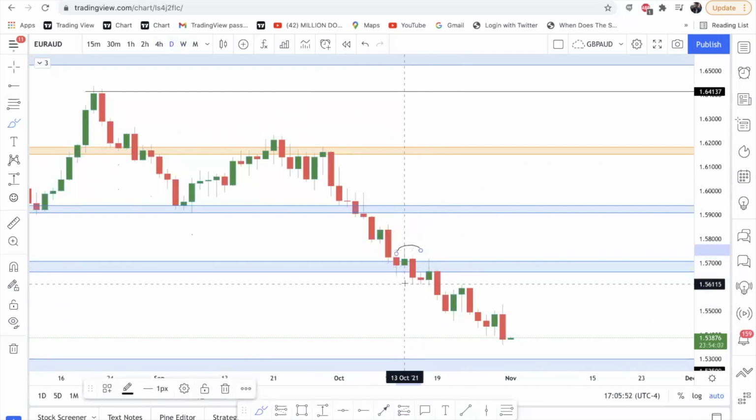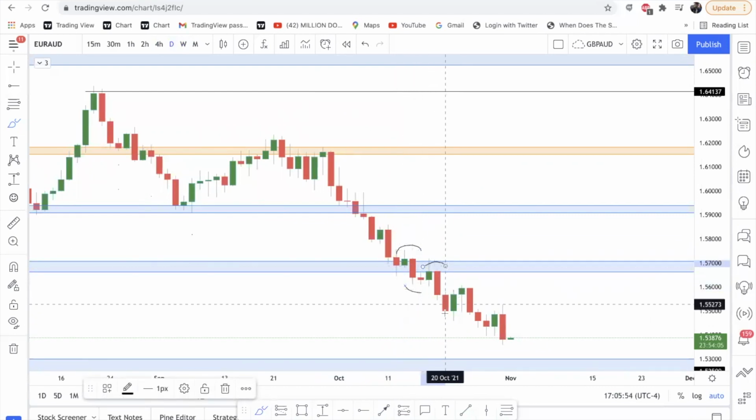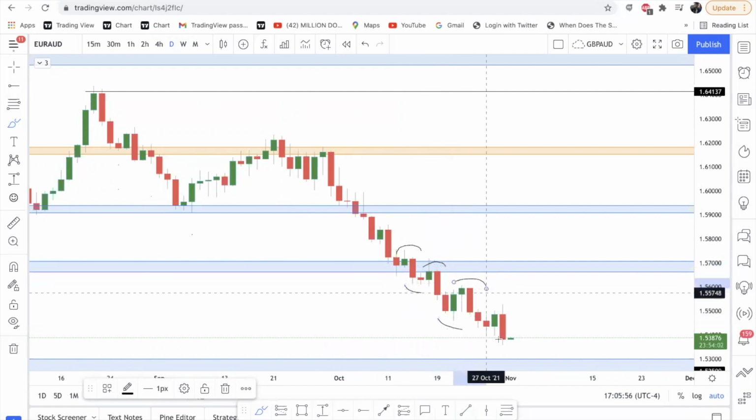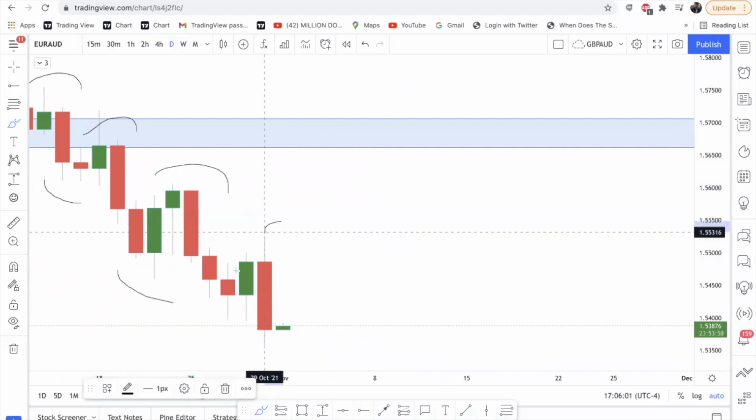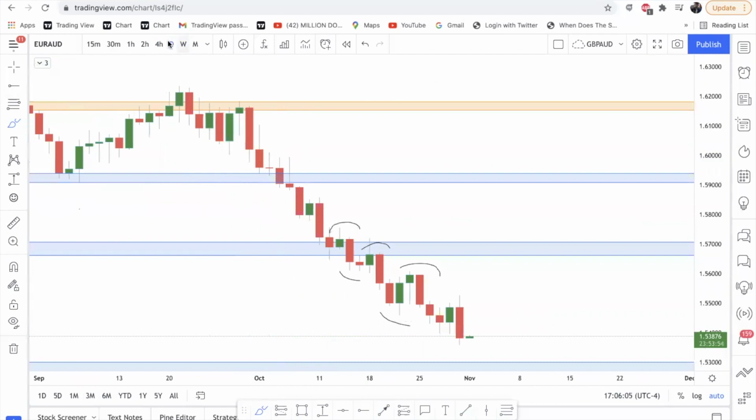So lower highs, lower lows, lower highs, lower lows, lower high, right? So price is still showing that structure to the downside. And here on the daily, we got this bearish engulfing. All right, so I'm still bearish to start this week.